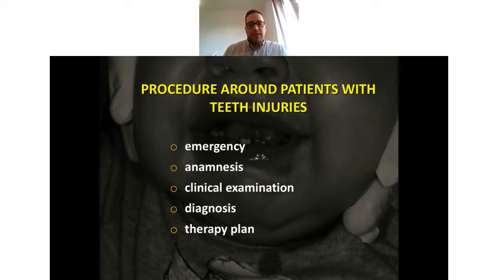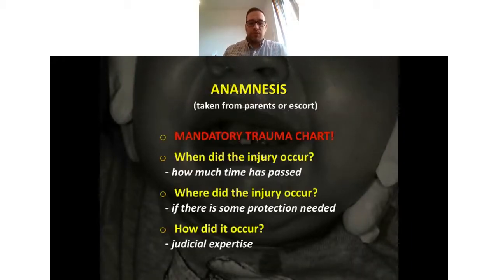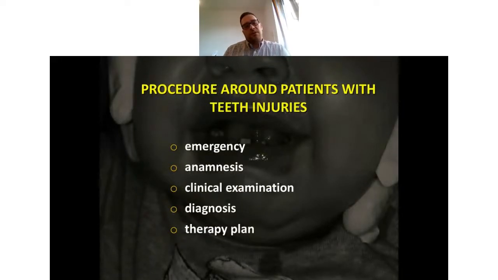The way we start is that we take anamnesis, which is really important to know what has happened and how it happened, so we can treat the patient in the best possible way. Then the clinical examination, which is really important, again, to know what we are supposed to do. When we finish the clinical examination, we can derive a diagnosis from everything we know, and then make a therapy plan. The therapy plan is, of course, individual for every patient because all of the injuries are different, and you cannot have something set up for everyone.